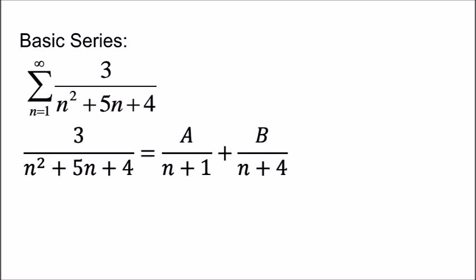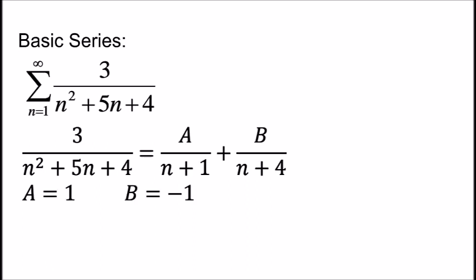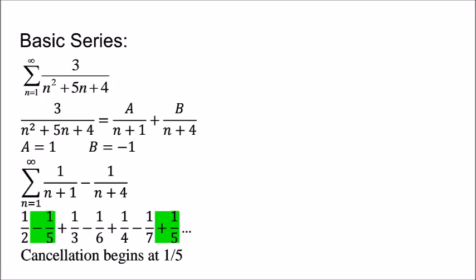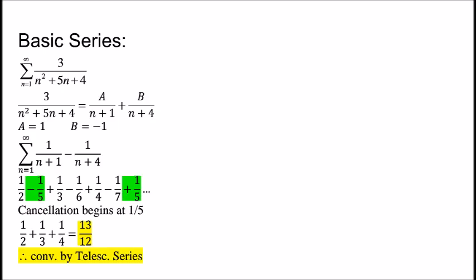The first thing we need to do is separate the factors and solve for a and b using partial fraction decomposition, not P.F. Chang's. We find that a equals 1 and b equals -1, so we can update our formula to reflect that. Now, let's write out the terms to see if they cancel. We can see that they begin to cancel at 1/5, so we can now add the remainder of them up, getting 13 over 12. Therefore, it converges by telescoping series.